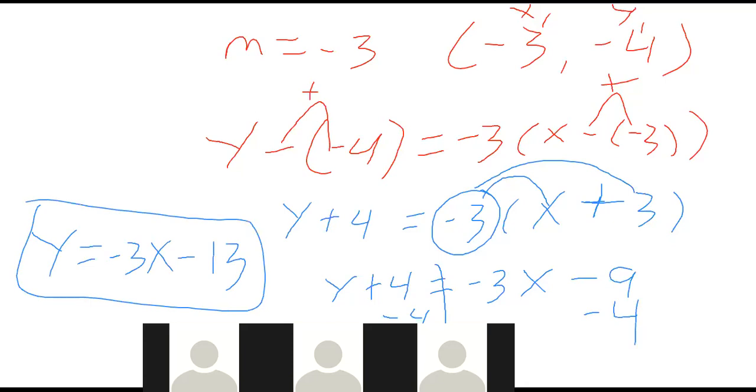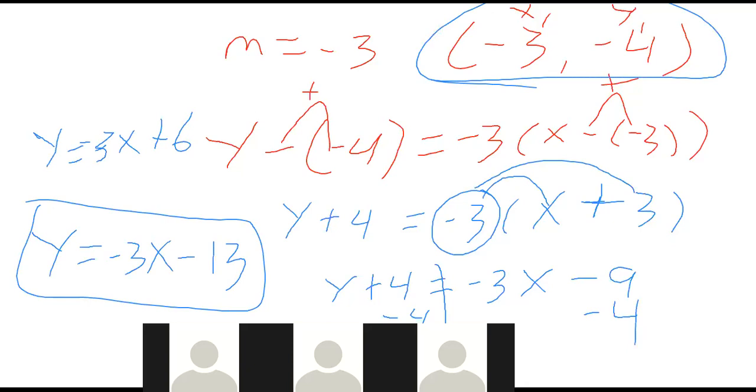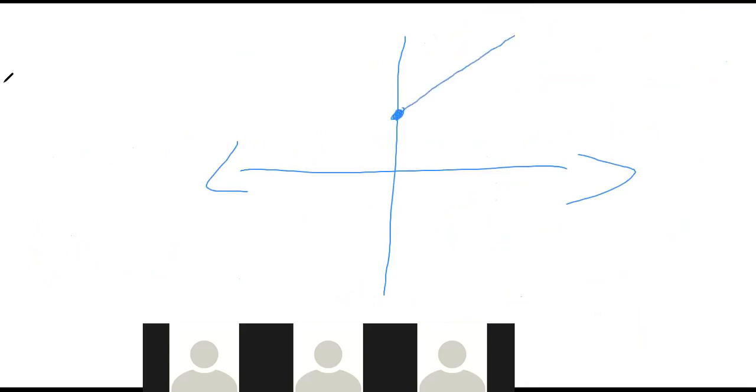So what we just did is find a line that is parallel to -3x plus 6, and it's going to go through the specific point -3 and -4. Let me graph it really quick to show you how it would look graphically. Let's say we had a graph, and it should look something like this. Let me do that in a different color.